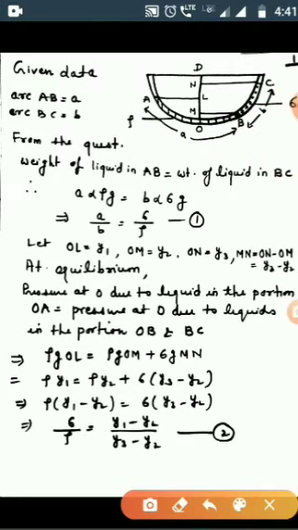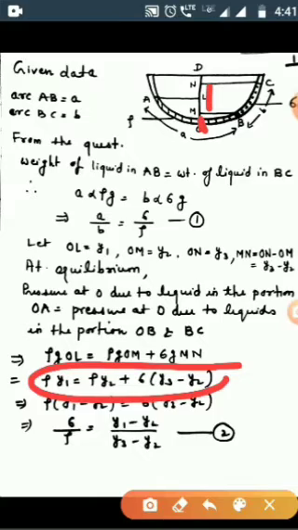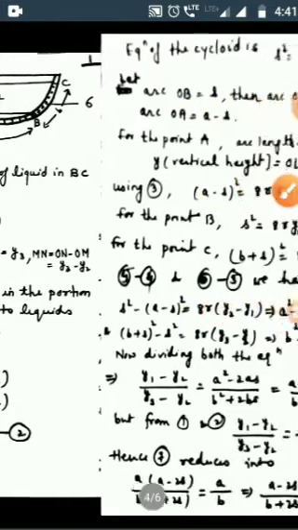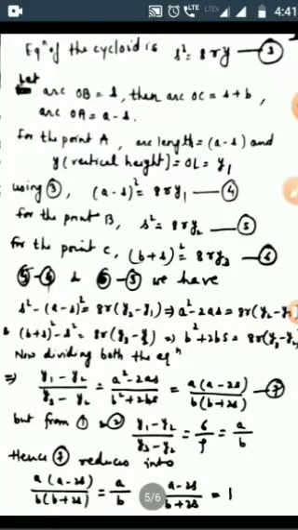So in OA portion, the pressure at O must be equal to rho g and the vertical height OL. In the portion OC, we have rho g vertical height OM and sigma g vertical height MN. So we have rho y1 equal to rho y2 plus sigma (y3 minus y2), and after calculation we get sigma by rho equals (y1 minus y2) upon (y3 minus y2). This is equation number 2. Now switch over to the next page.